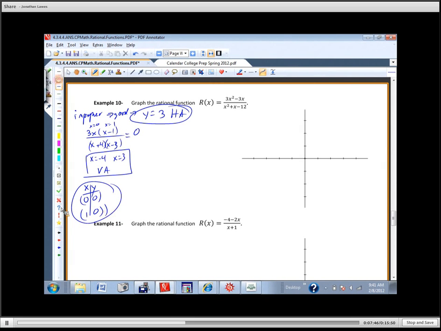So I'm going to come back here. We've got a horizontal asymptote at y equals 3. Y equals 3. Whoops. Horizontal asymptote. Negative 4. Vertical asymptote here. Positive 3. Vertical asymptote here. And I've got 2 points on the graph. 0, 0, and 1, 0.